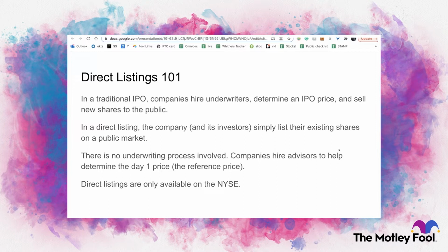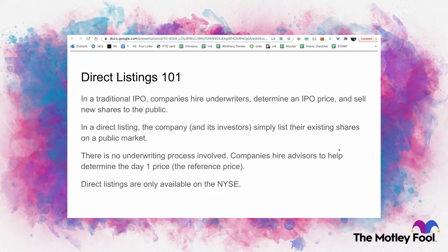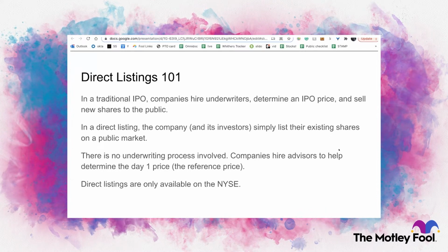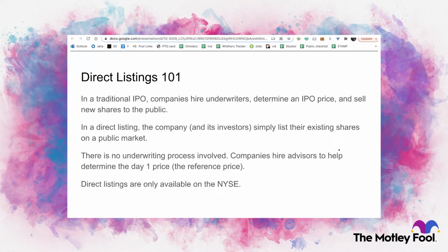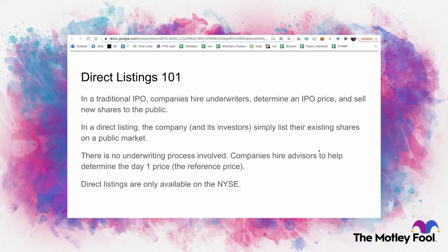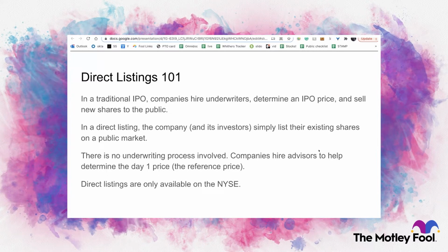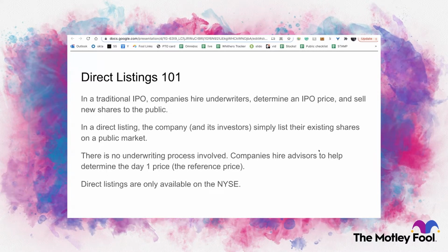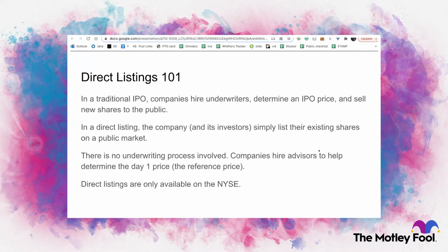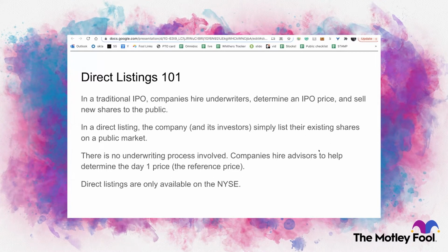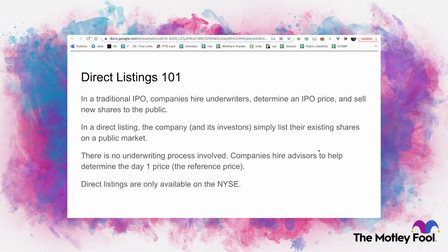They determine the day one price of the stock, which is the reference price, which we'll get into a little bit later. It's not the same thing as when a company sets an IPO price. Direct listings are only available on the New York Stock Exchange, which is something else that's interesting. Generally, tech stocks list on the NASDAQ, as most investors know. If you want to invest in tech in a broad-based tech index, you buy the NASDAQ 100, something like that. So if you're seeing some of these tech stocks on the New York Stock Exchange, Slack was one of them, Spotify was another good example, it's because that's the only exchange that offers them.